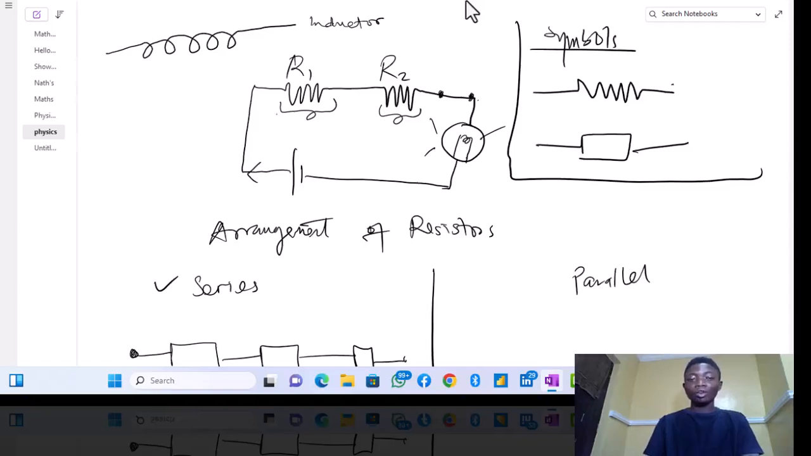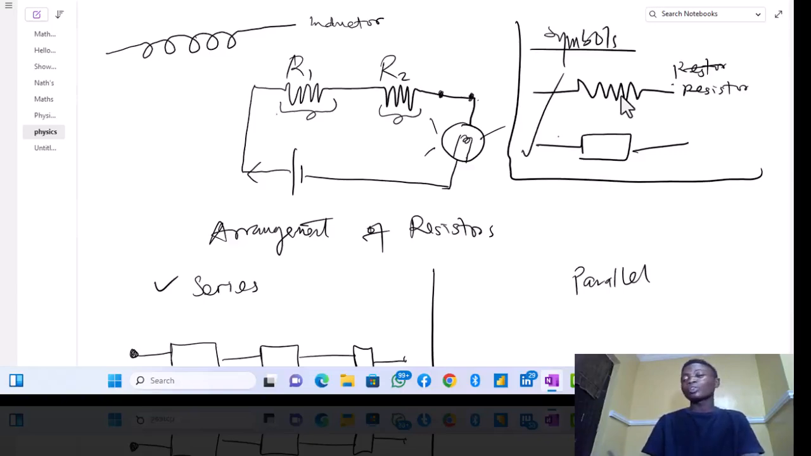You see, this is like a coil, right? But this one is just zigzag kind of. So this is a resistor. While this is an inductor. So these are the two symbols used to represent a resistor.